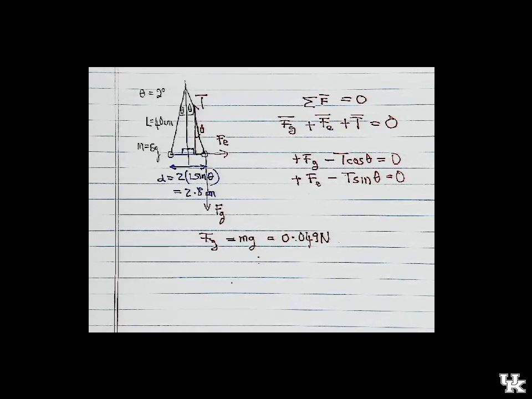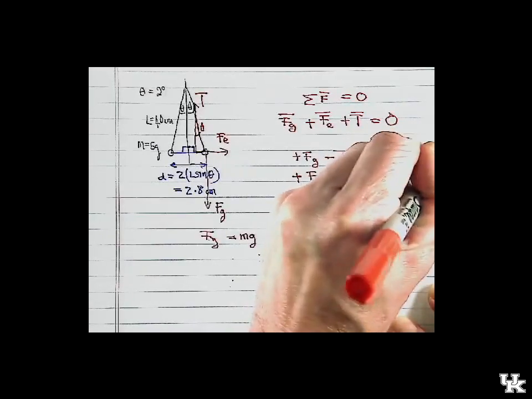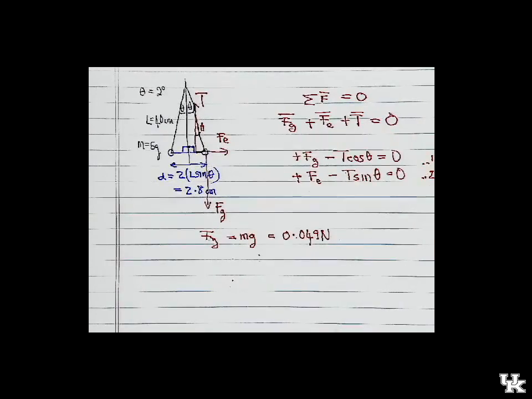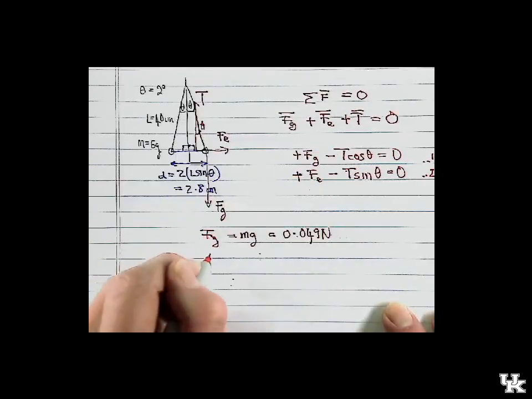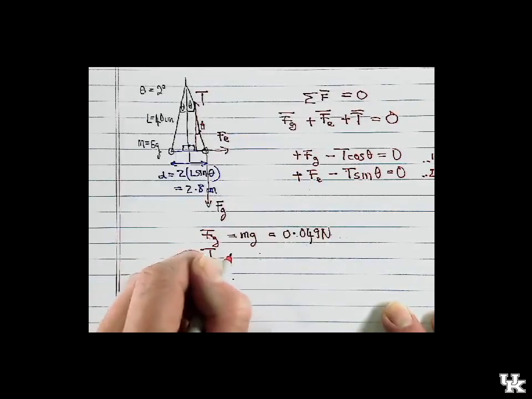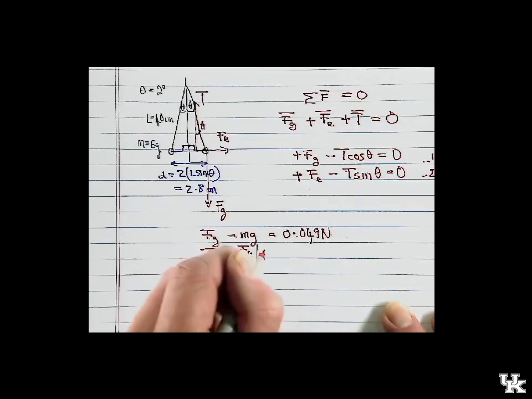Now I can actually calculate the tension force. Look at equation number 1 up here. Let me label these: 1, 2. Equation number 1 relates gravity and tension, knowing the angle of the string, which we know is 2 degrees. So I can take equation number 1 and rearrange it for tension. It would say that the tension is the gravitational force, we know that, divided by cosine theta.